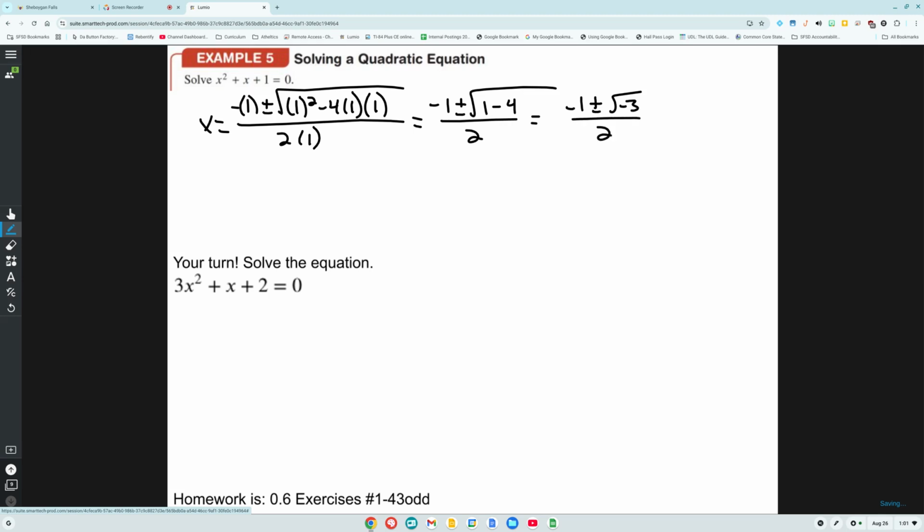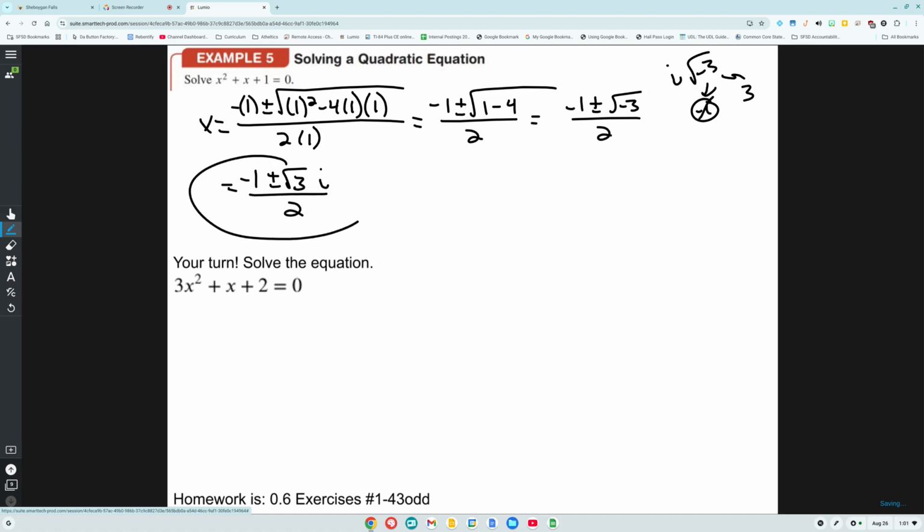And the square root of negative 3 is a bad number. I'm going to take this and break this into negative 1 and 3. This negative 1 comes out and becomes an i on the outside. The most common way of seeing that written would be negative 1 plus or minus the square root of 3, and there's your i afterwards. And there would be your solutions to this quadratic equation.